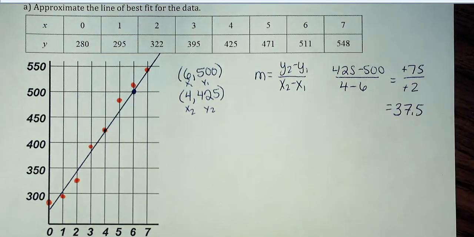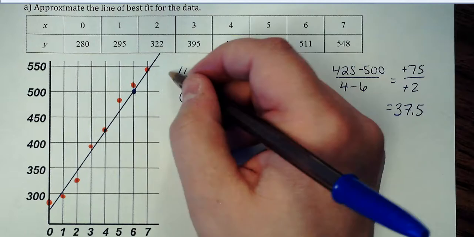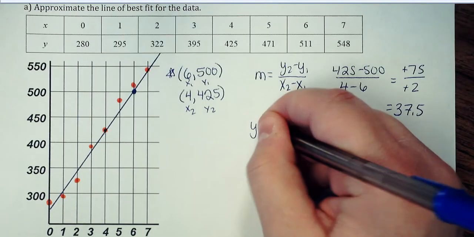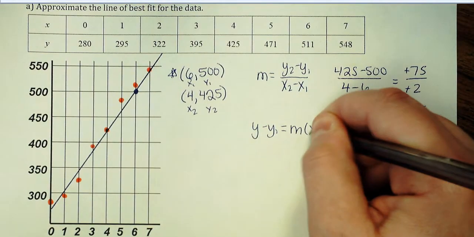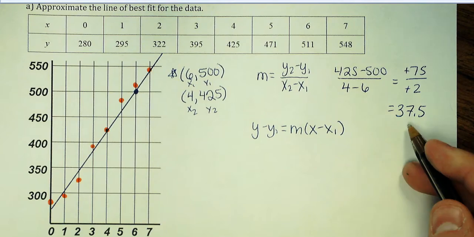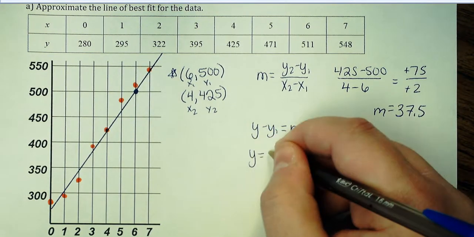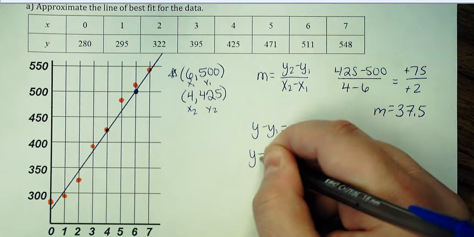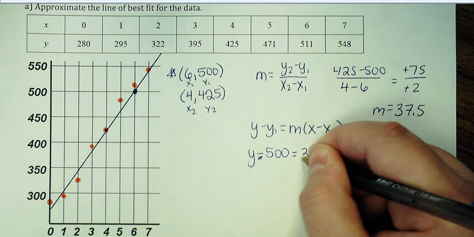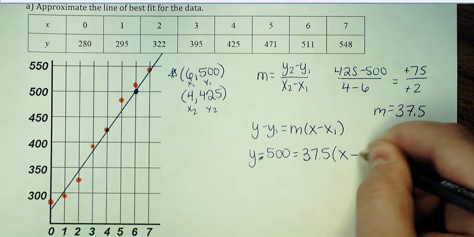Okay, once you have that, pick one of the points. It doesn't matter which one. I'm just going to use the first one. And I need my slope. This is my m. And I'll just use my point. So it'd be y minus the y-coordinate of the point is my slope, times x minus the x-coordinate of the point.